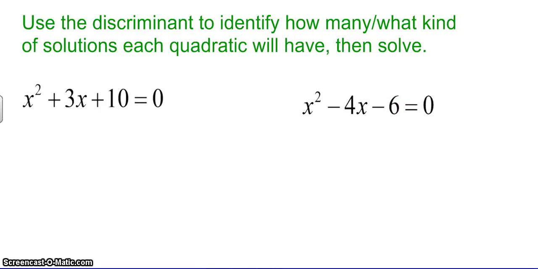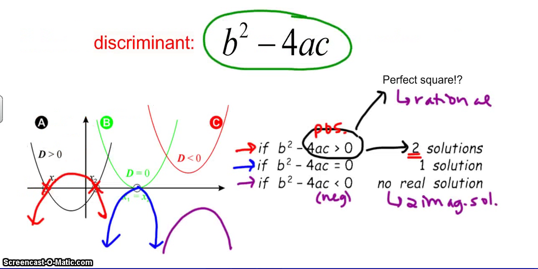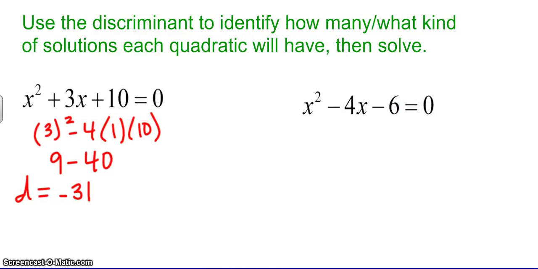Alright, use the discriminant to identify how many or what kind of solutions each quadratic will have, and then solve. So our discriminant is going to be b squared minus 4ac. 3 squared is 9, minus 4 times 1 is 4, times 10 is 40. Our discriminant is equal to negative 31. Well, looking back at our list, if our discriminant came out negative, that means we have 2 imaginary solutions.